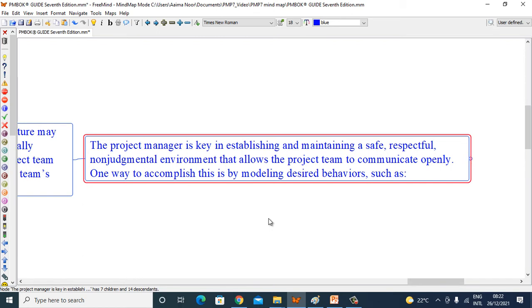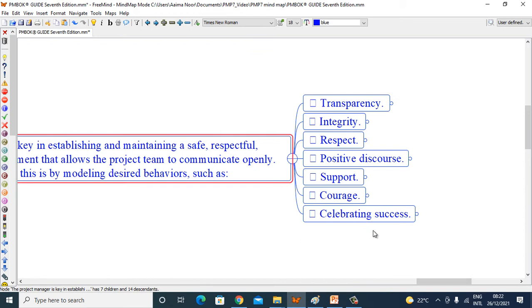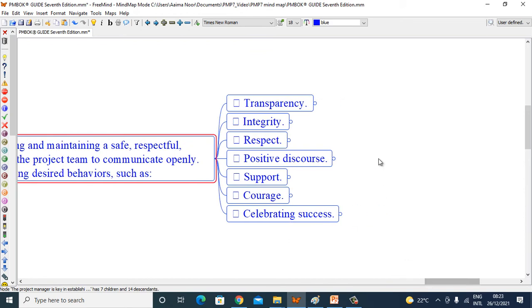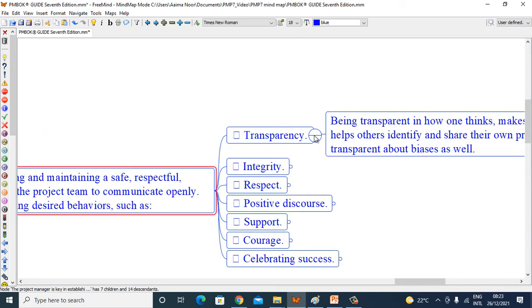The project manager is key in establishing and maintaining a safe, respectful, non-judgmental environment that allows the project team to communicate openly. One way to accomplish this is by modeling desired behaviors such as transparency, integrity, respect, positive disclosure, support, courage, celebrating success. So let's explore first transparency.